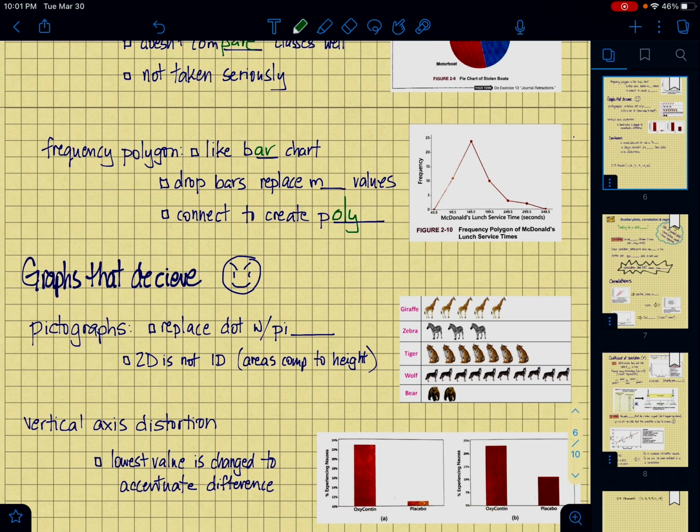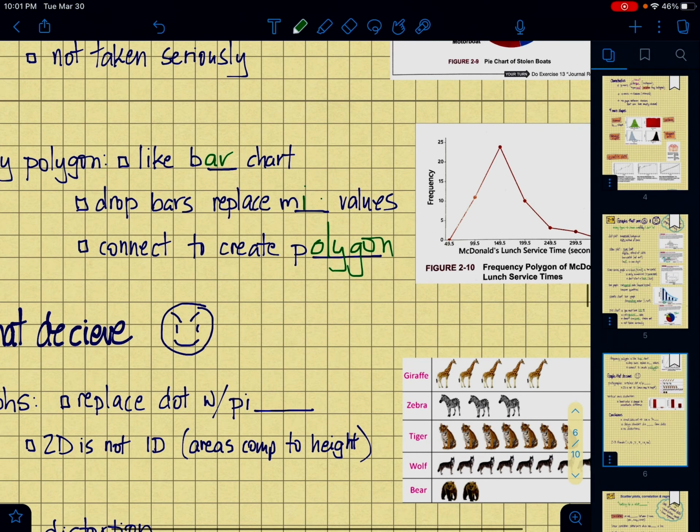And they connect to create a polygon. And we use those class mid values.